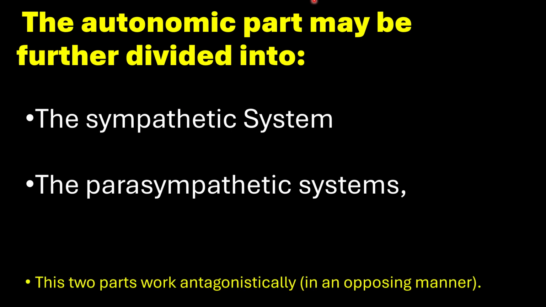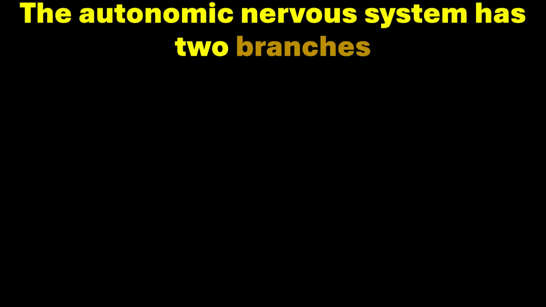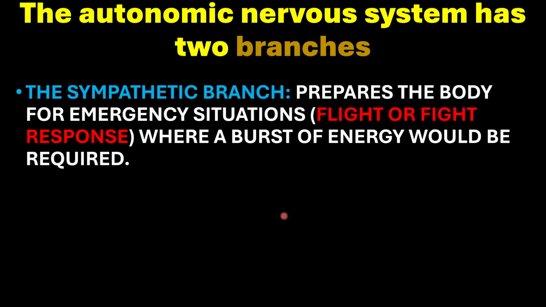Now we need to know these two sections: they work against each other, they oppose one another, hence they are antagonistic to each other. So this is key for examination purposes. So the systems that are antagonistic to each other are the sympathetic and the parasympathetic sections of the autonomic nervous system. Then we take the autonomic nervous system. Remember, it consists of two branches, the sympathetic branch and the parasympathetic branch.